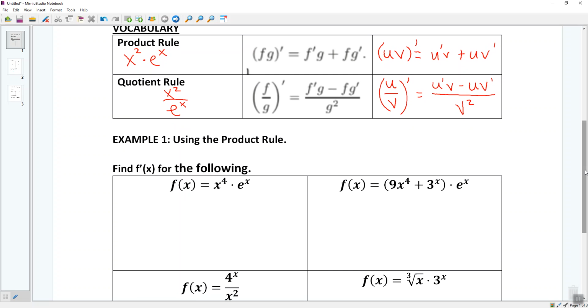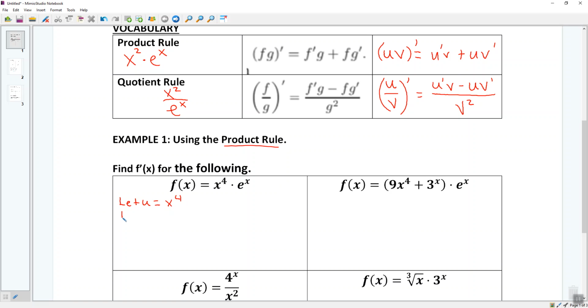Quotient, or the product. Product rule, okay? So what I like to do, guys, is this. It says find f prime of x for the following. We're going to be using the product rule right here. And it says f of x equals x to the fourth times what here? E to the x. So what I might do here is let u equal x to the fourth.